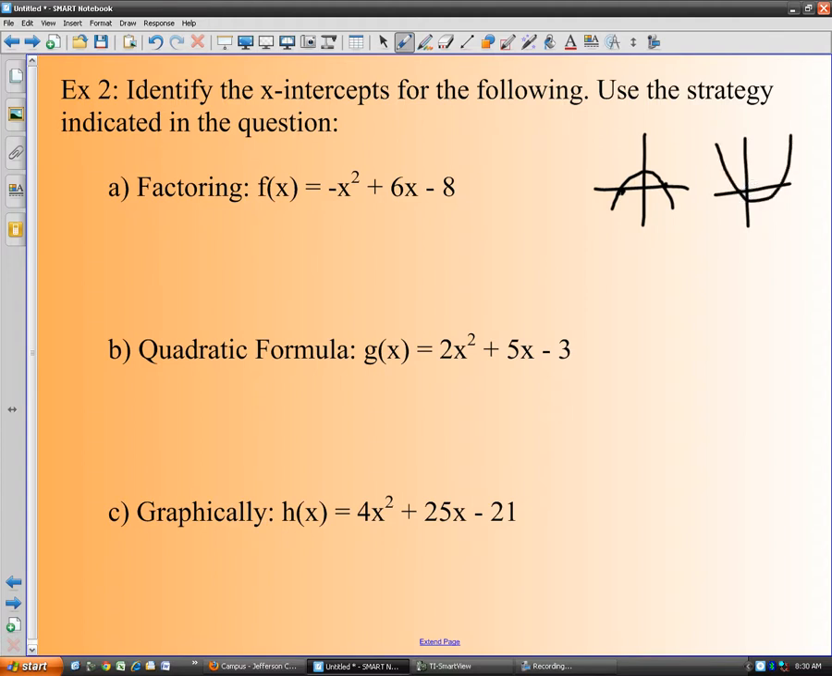And so we can do this by factoring. We'll try this one by factoring. First thing I'm going to do is factor out a negative 1 to get rid of the negative in front of the x squared. That'll make my factoring life much easier, hopefully.